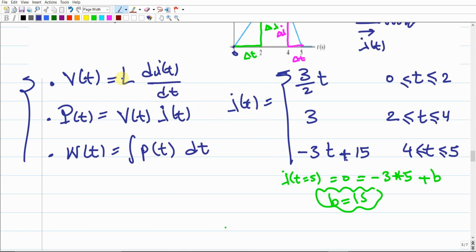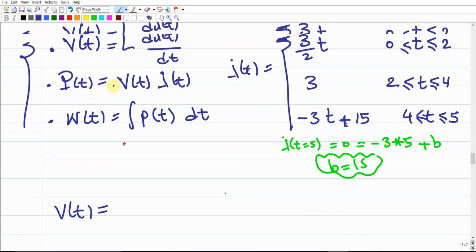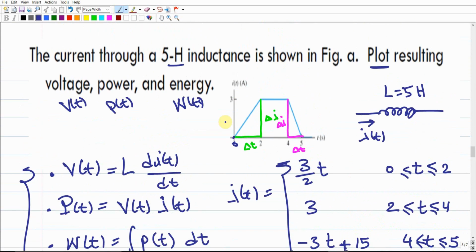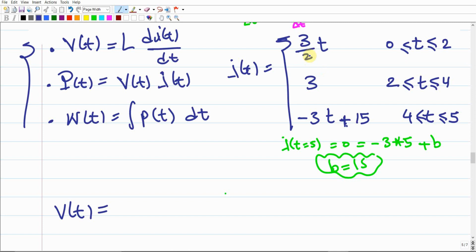Now we simply take the derivative of the current to end up with a function for the voltage. So the voltage function V of t should be L, the inductance, which is already given as 5 henries. So you multiply by 5, after you take the time derivative of these expressions. The derivative of this term with respect to time gives us 1.5, which is 3 over 2, times 5, the henries of the inductor. 5 times 3 divided by 2 gives us 7.5 volts. That should be within the time range between 0 to 2.